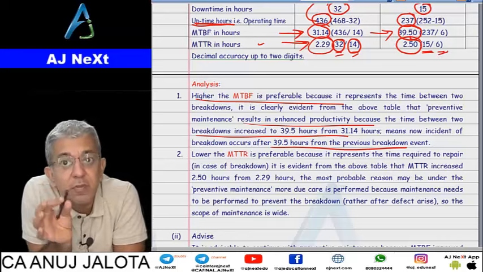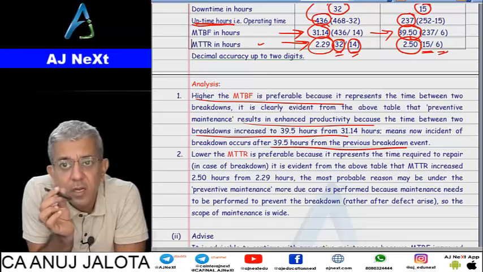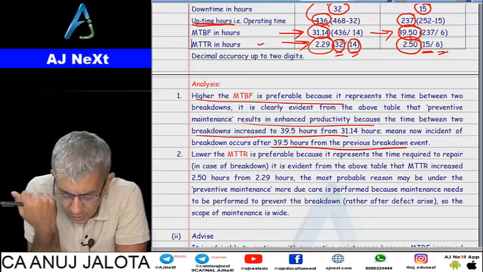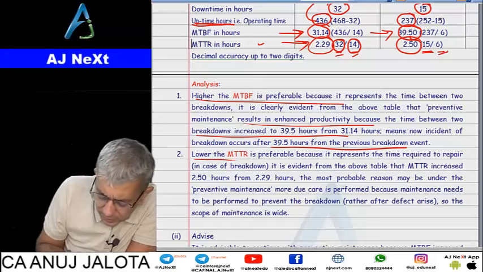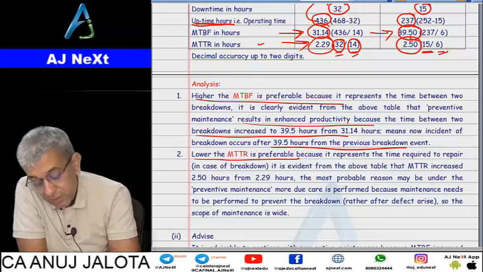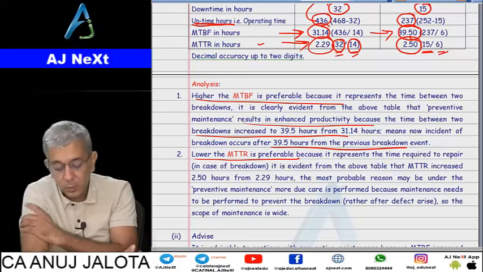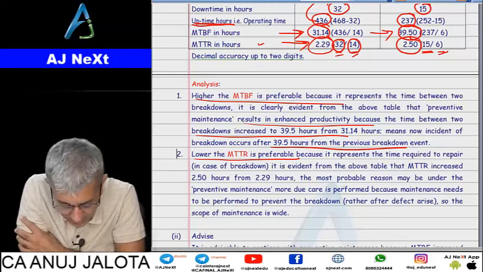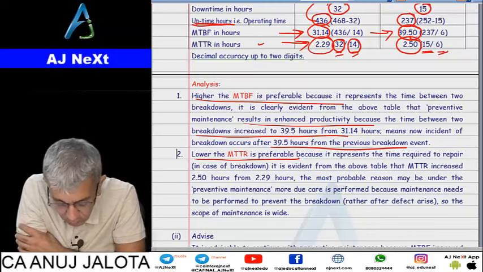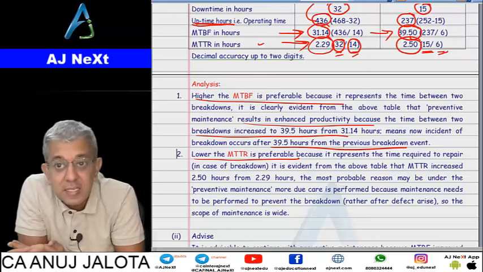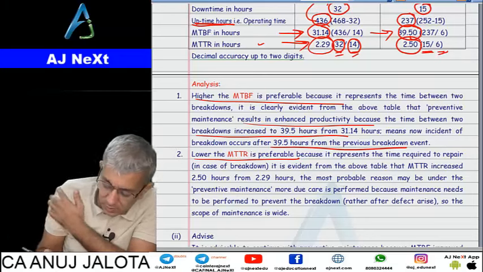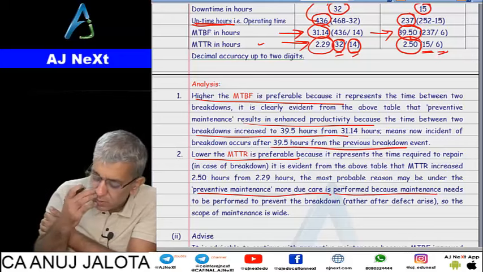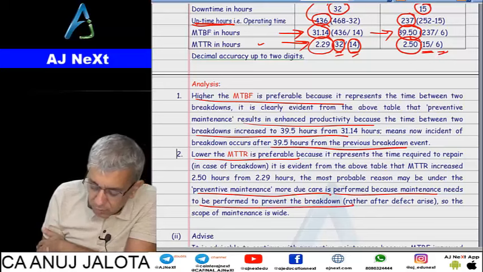Now that will mean that this ratio is not looking that good. Why? You'll read this first, I'll come back to that. Lower MTTR is preferable because it represents the time required to repair. It is evident from the table that MTTR increased to 2.50 from 2.29. Okay, it has increased. The most probable reason may be that under the preventive maintenance, more due care is performed because the maintenance needs to be performed to prevent the breakdown.